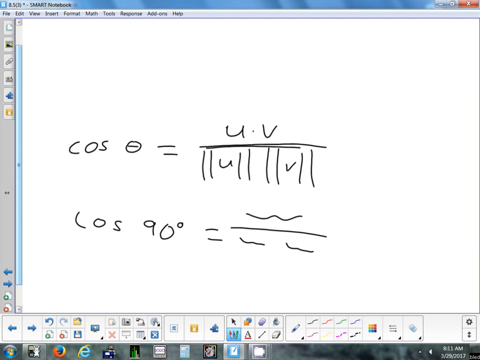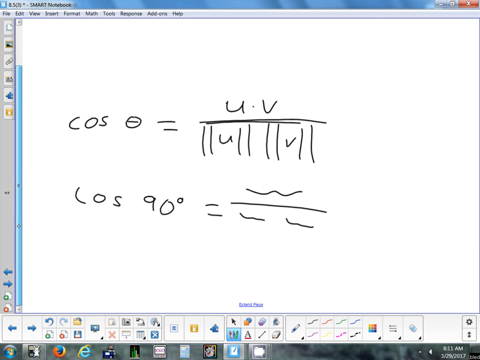Well, let's just figure out what the left-hand side would come out to, because we can figure that out. If they're perpendicular, what's the cosine of 90? 0. So if two vectors are perpendicular, when you do all the work out on the right-hand side, that fraction has to come out to 0. So what does that tell you? Yeah, that the dot product would be 0.